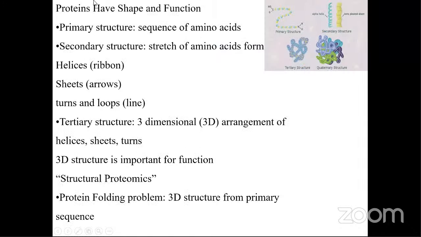So proteins have shape and function. Okay, you all must have studied this in your biochemistry. There is the primary structure. That's the sequence of amino acids. That's easy to get with MS, MS/MS, and so on. Then secondary structures. We need to crystallize the protein, go into X-ray crystallography, and get whether helices, sheets, turns, loops. Then tertiary structures, the three-dimensional arrangement of helices, sheets, and turns.